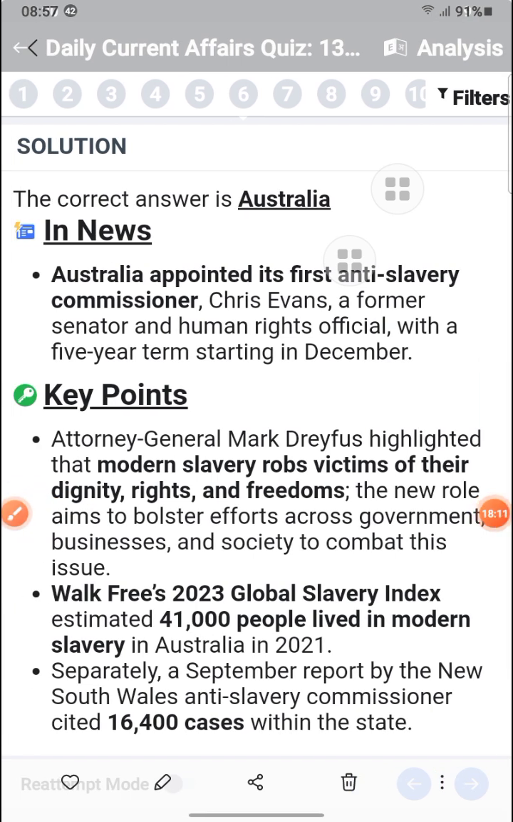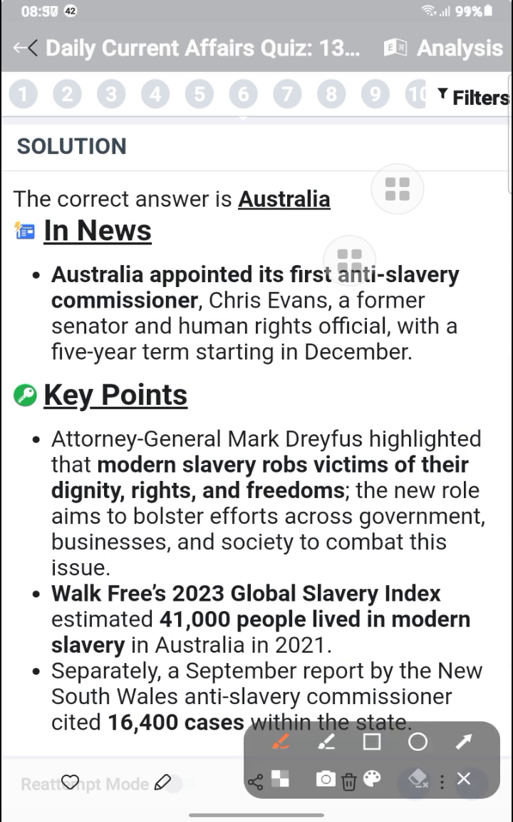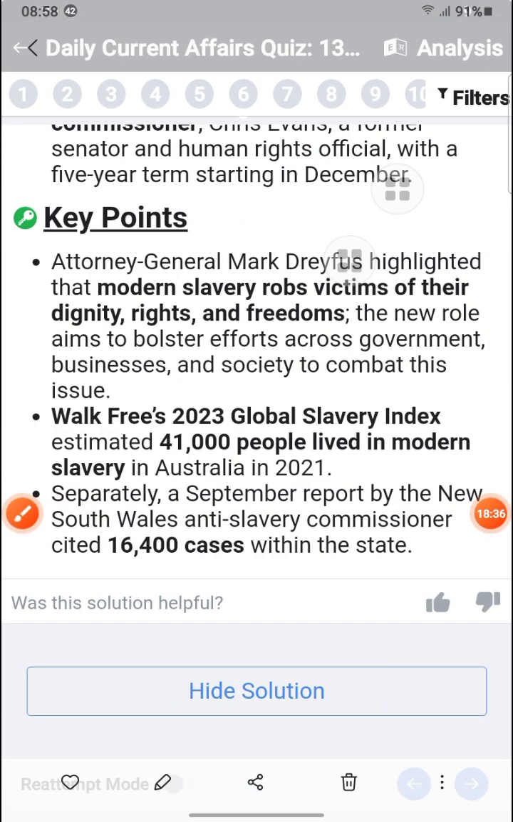Australia has appointed its first Anti-Slavery Commissioner, Chris Evans, a former senator and human rights advocate, for a five-year term. Attorney General Mark Dreyfus highlighted that modern slavery robs victims of dignity, rights, and freedom. The new role will coordinate across the government, and the Global Slavery Index was also released.